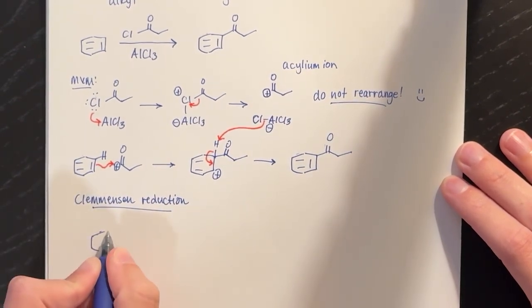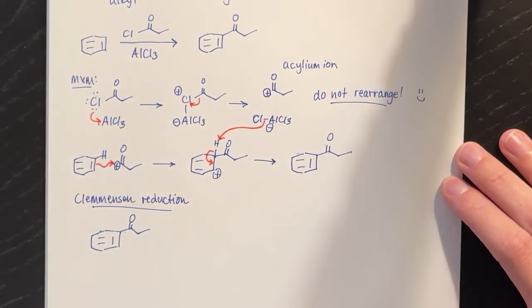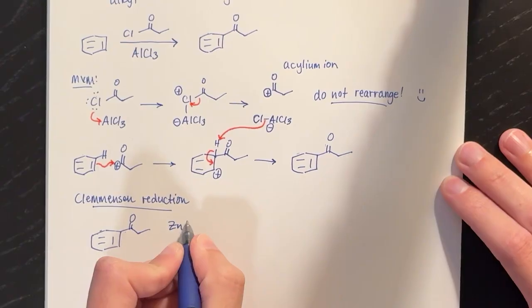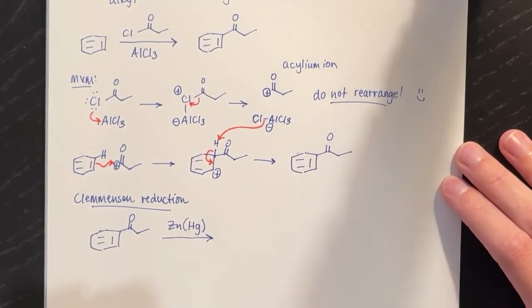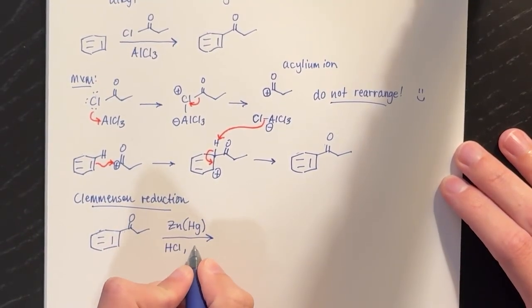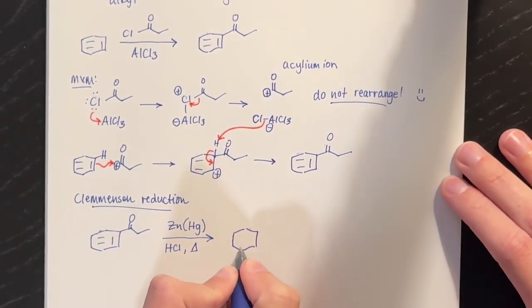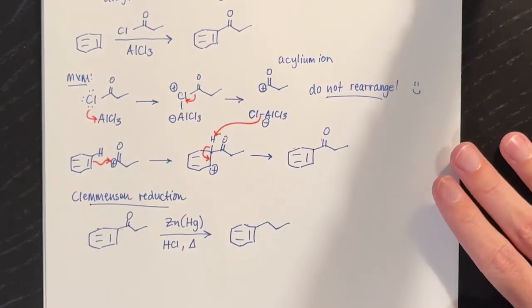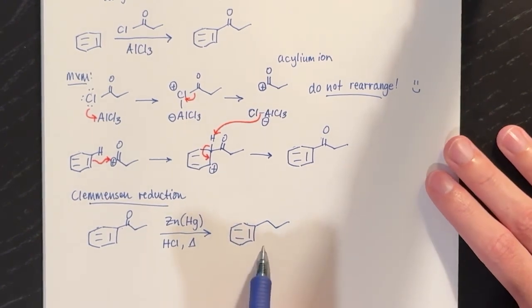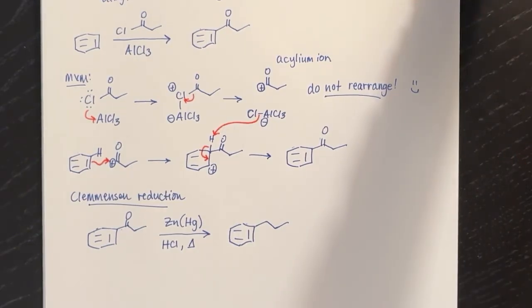So, all right, we take our ketone, we treat it with a zinc amalgam, which is just an alloy of zinc and mercury. And then we use some acid and some heat. And that just replaces the carbonyl with a CH2 group. And in effect, it just gets rid of the carbonyl. All right, so now we've made the actual straight chain propylbenzene that we were hoping to get in the beginning.